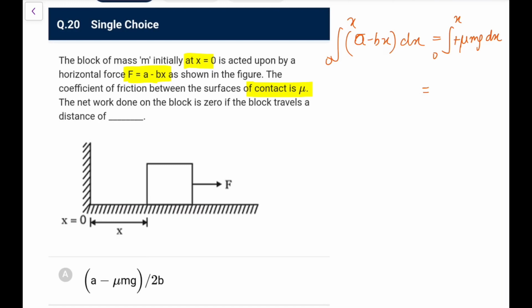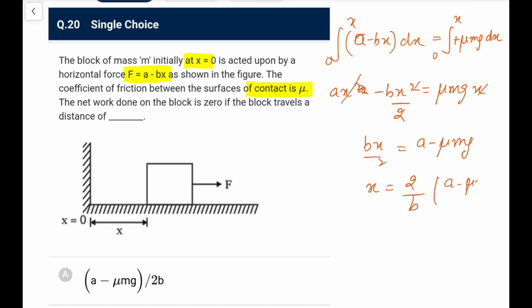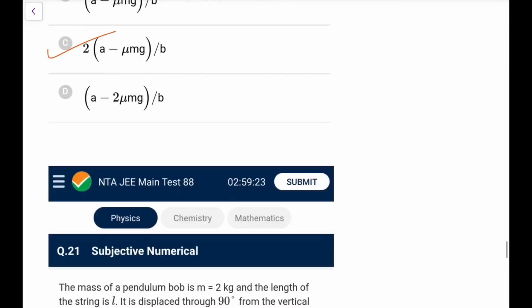So I have adjusted the sign, so magnitude must be same, so mu mg x must be equal to ax minus bx square by 2. This is a quadratic, so bx square by 2 plus mu mg minus a times x is equal to 0. Okay, that's far easier, cancel x directly, no need to go like that, x goes. So what we are left with, bx by 2 is equal to a minus mu mg. So x would be equal to 2 by b times a minus mu mg, that is what I am getting. So as per the option, this will be C.